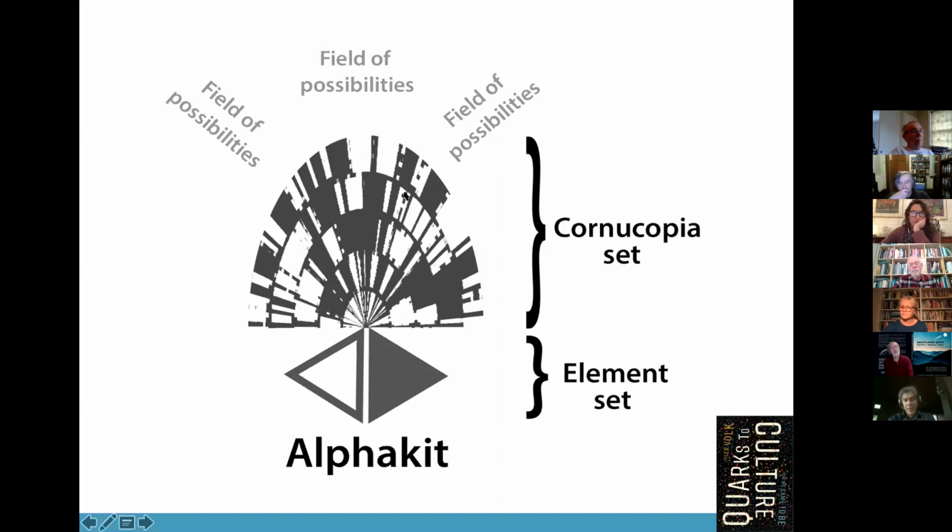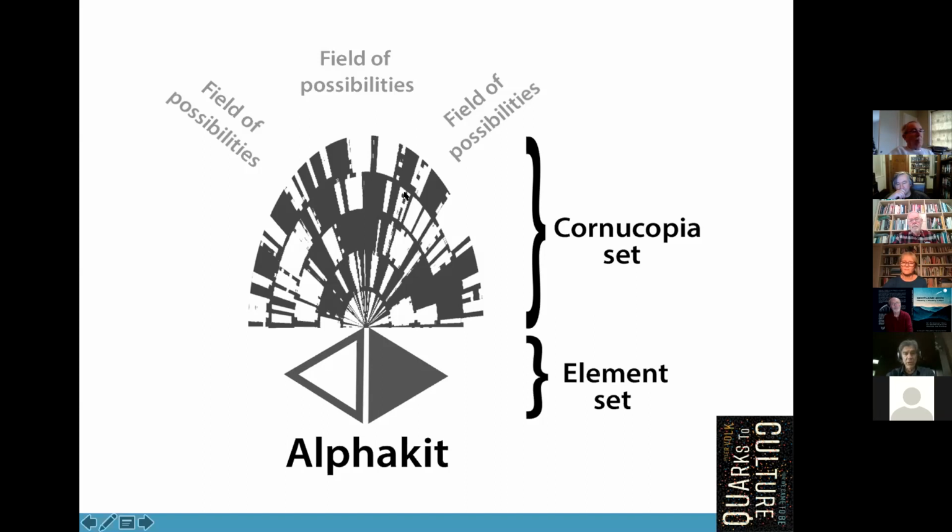I struggle with these words. There might be better words. Also important here is the field of possibilities, which is around the cornucopia set. The alphakit is represented as a binary at the bottom, but it's not binary. It's going to be the phonemes in English. It's going to be the amino acids in the forming of proteins. It's meant to be a set of elements that is relatively small in number.